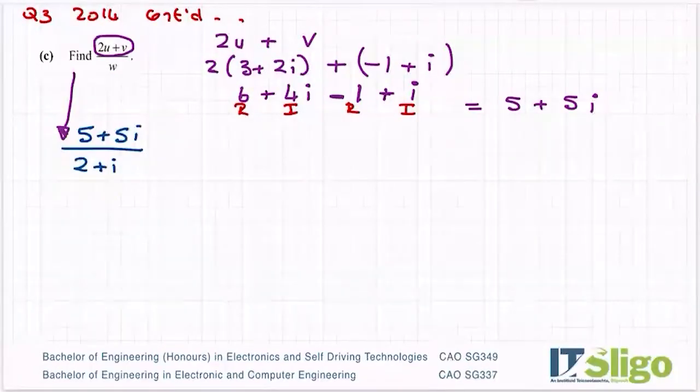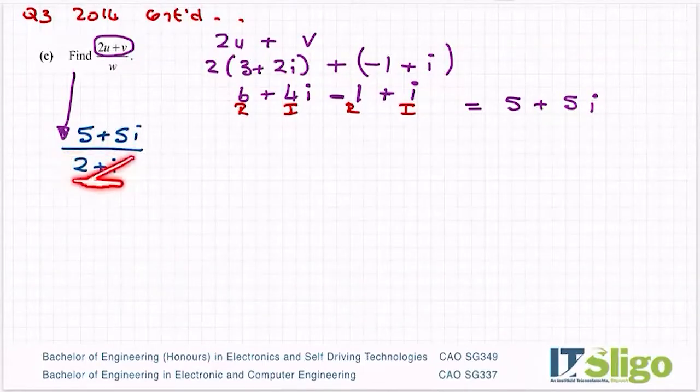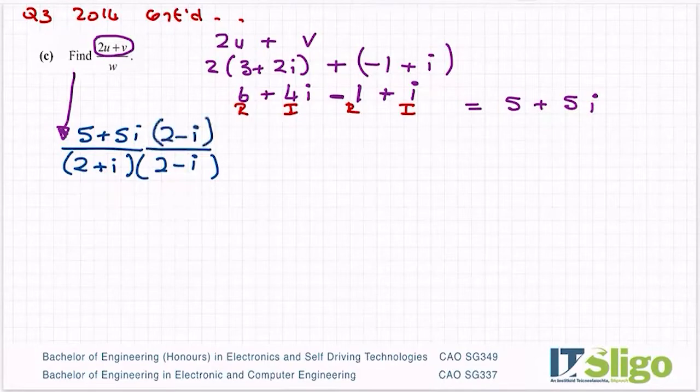Okay, so the rules of complex numbers, you are not allowed to divide by an imaginary number. So I need to basically cancel the imaginary parts and force my bottom to be a real part. How you do that is you multiply it by the conjugate of the bottom. In other words, you change the sign of the imaginary part. And what you do to the bottom, you must do to the top.